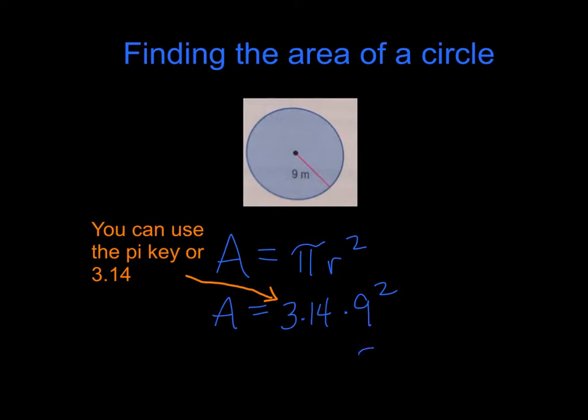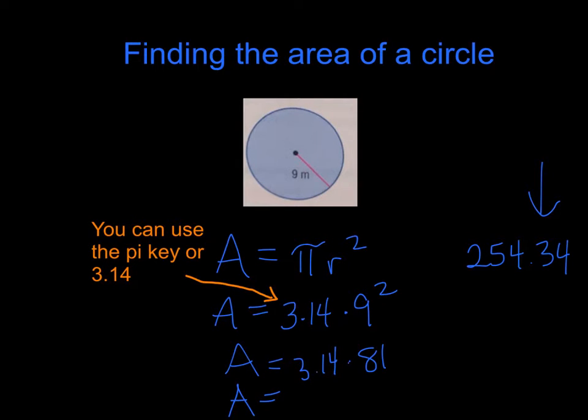I know that 9 squared is 81. So now I'm just taking 3.14 times 81. When I calculated that, here's the number I got. I'm going to round it to the nearest tenth. So I'm going to take a look at my hundredths place, and it looks like I'm going to leave my tenths number the same. So my area is 254 and 34 hundredths, or rounded to the tenths, 254 and 3 tenths. And now I have to label it. Remember, it's area, so it's going to be square units, meters squared.